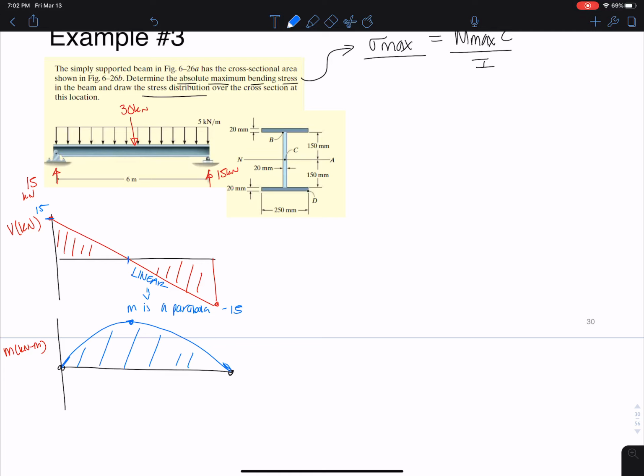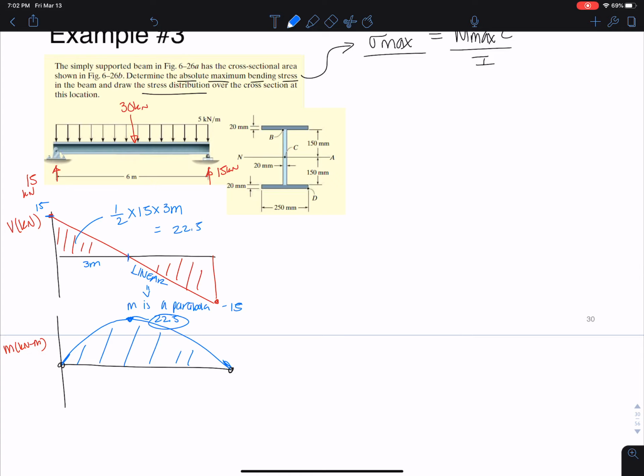And if I want the value here, I just take the area under the curve. This is 3 meters. And I get 22.5. And this is my M max. It's my internal moment at 3 meters on the beam with the cross section shown here. Okay, so let's keep going. Now, this is a little bit new. I'm going to have to find the moment of inertia of this shape over here.